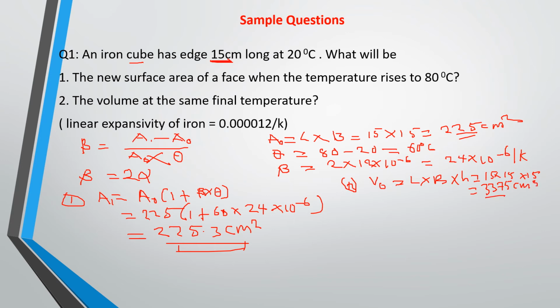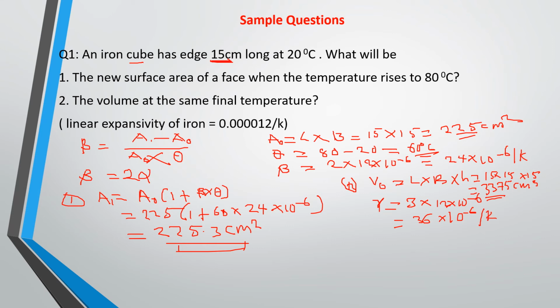So this is the VO that you have gotten, and the change in temperature is the same 60 degrees, so I'm not going to calculate that one again. Your cubic expansivity is equal to 3 times linear expansivity, so that will be 3 times 12 times 10 raised to power minus 6. If you work that out, you are going to have 36 times 10 raised to power minus 6 per Kelvin.